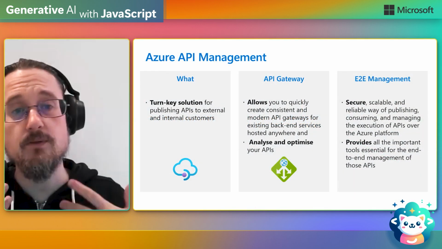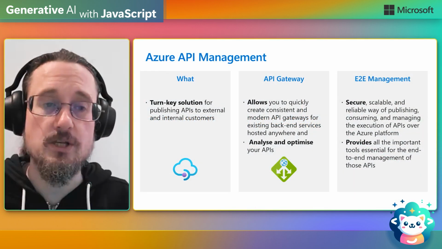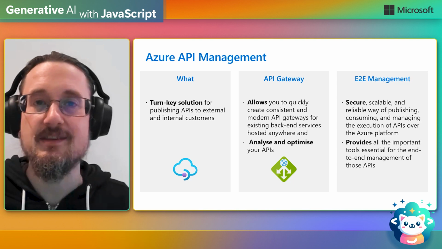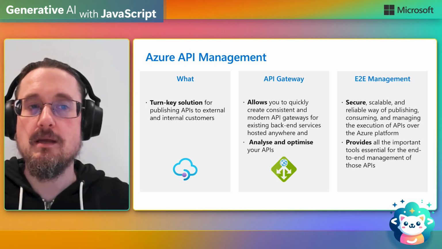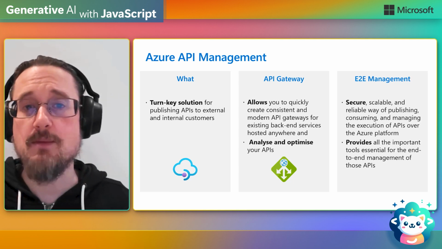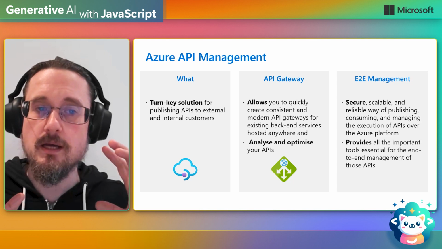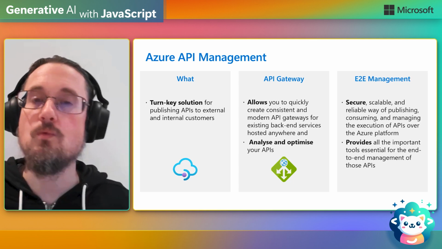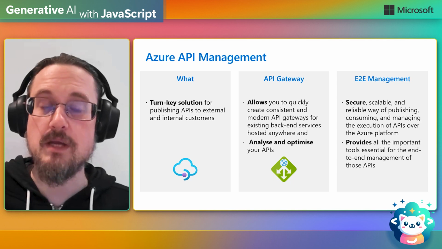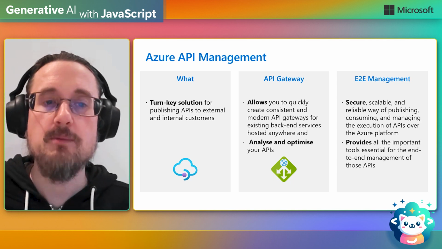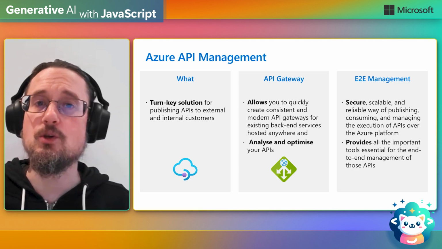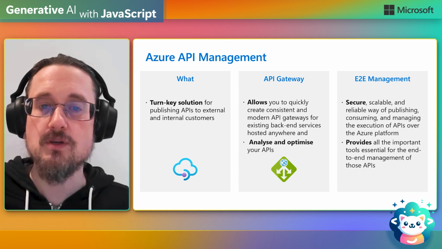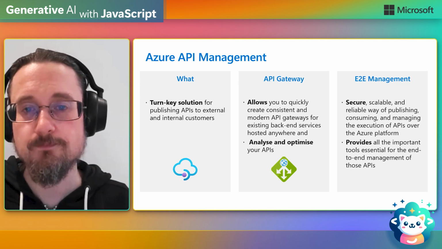So let's talk about our last chapter as part of this presentation: how to scale, how to monitor, and how to protect your app. If we're looking here at Azure API Management, it's a so-called turnkey solution, which means it's a great solution once you publish a few APIs or quite a few APIs and you want to manage that towards external and internal customers. This is a solution that kind of works for you.